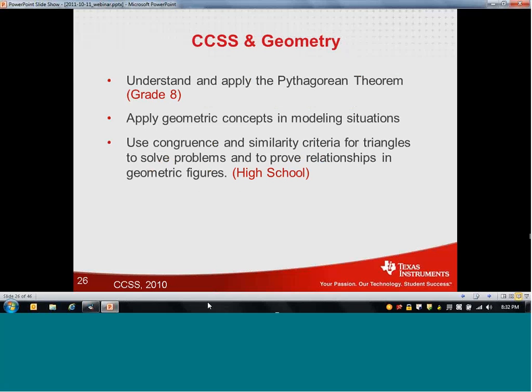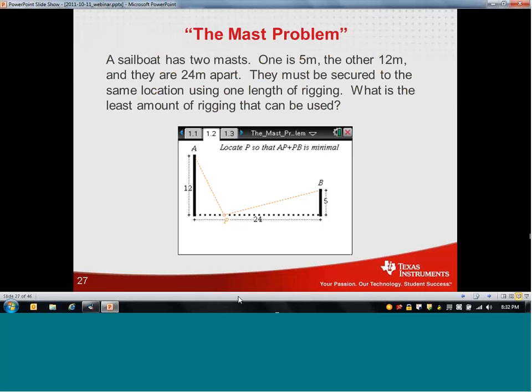The particular problem we look at will involve algebra and geometry both, and even calculus could be at play. This is the setting. A sailboat has two masts. One's 5 meters tall, the other's 12 meters tall. And the masts are 24 meters apart horizontally. They must be secured to the same location using one length of rigging. So you can see that yellow outline there.